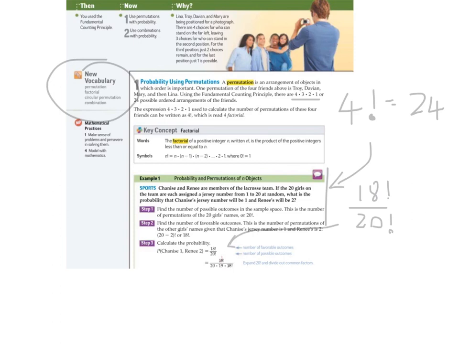As you can see, you finish up with 18 factorial, and you're going to divide that, then expand this out a little bit, so you finish up with 19 times 18 factorial. Well, look what happens here. These two will cancel. And if you cancel them out, you're left with 1 over 20 times 19, which is 380. Okay, and that is a permutation.